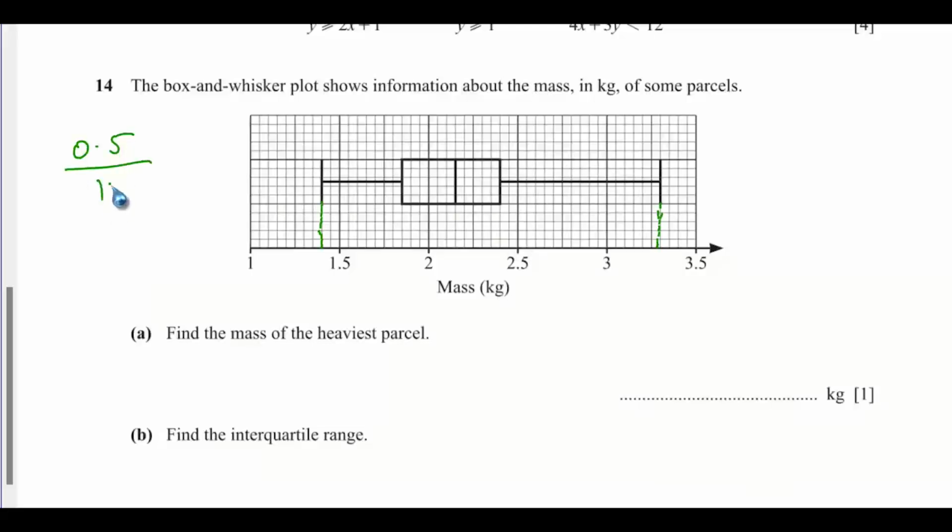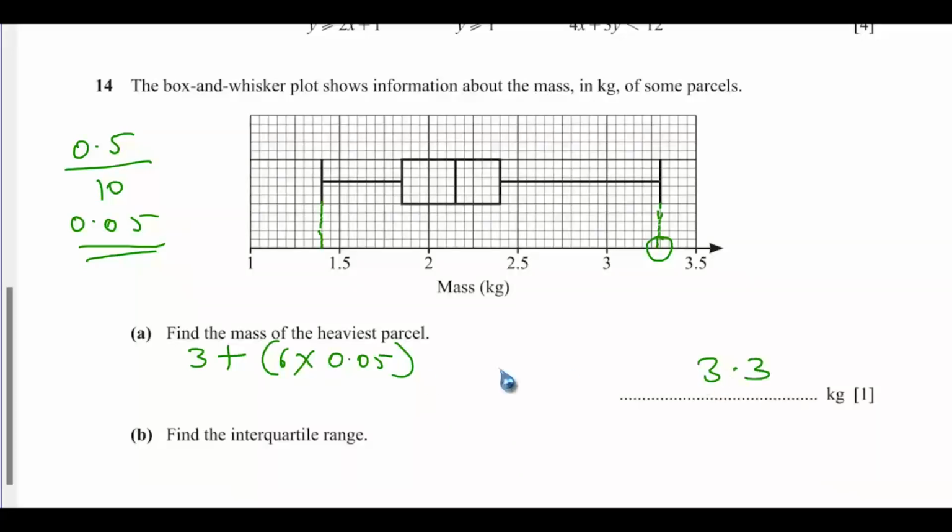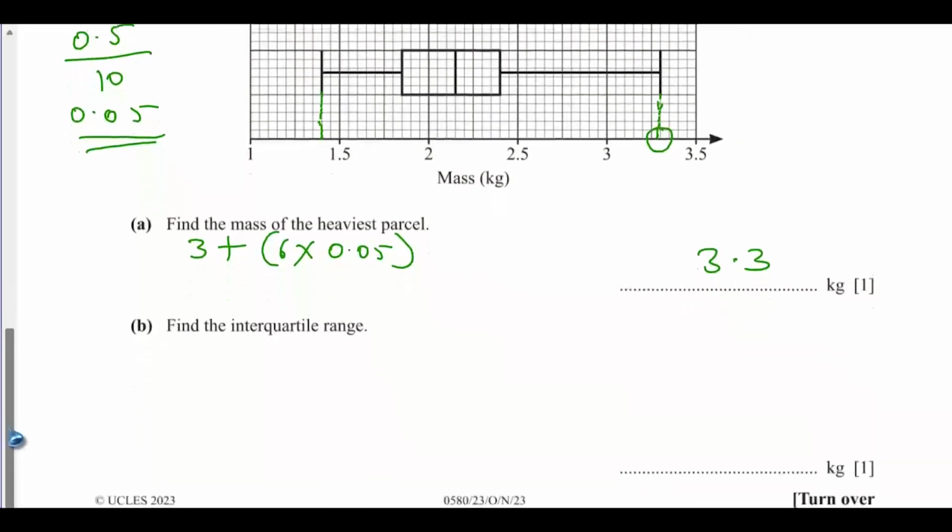0.5 divided by 10, because the gap between these two numbers is just 0.5, and you have 10 lines in between them, so that will be 0.05. So this is the value of a line. So to get this point here, we already know that this is 3, so that will be 3 plus, so how many lines do you have up to this point? That is 6 multiplied by the value of a line, 0.05, that will give you that point, and that is 3.3 kg. So find the interquartile range.